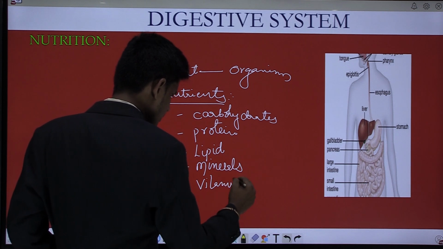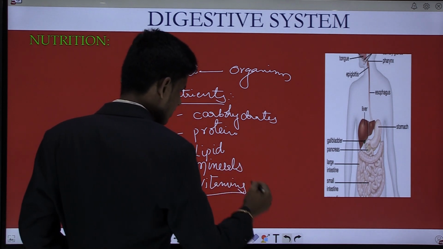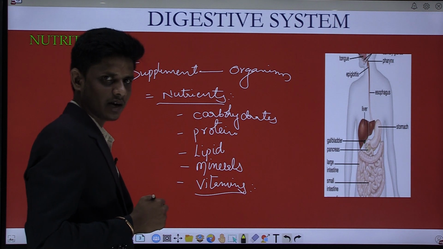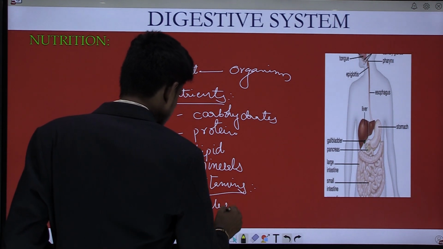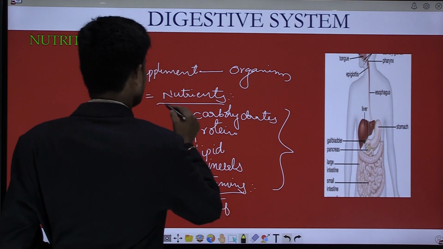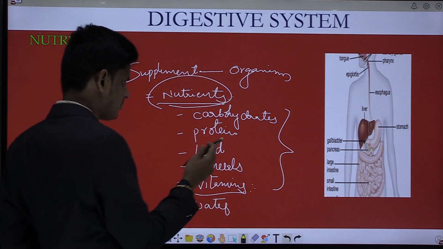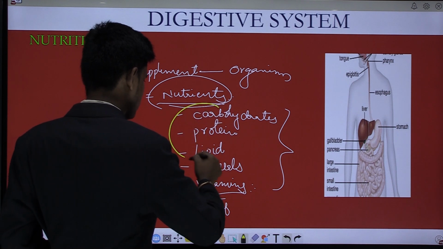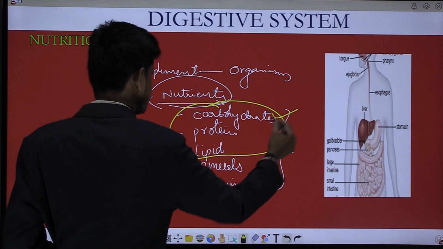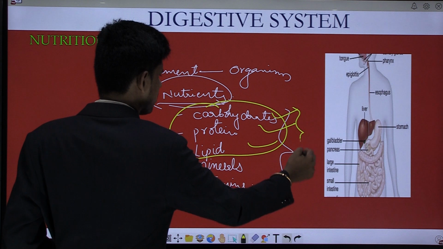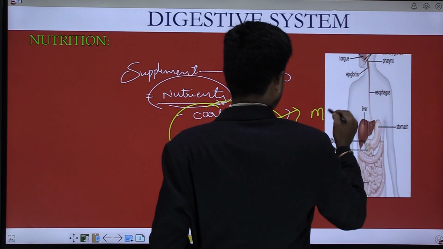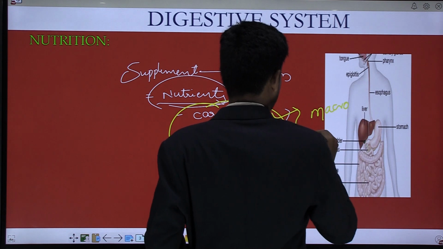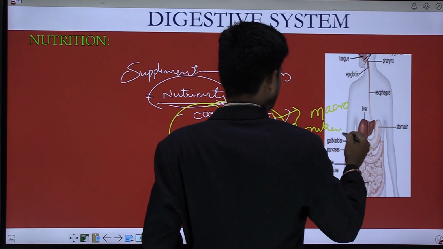Who discovered vitamins? It is Casimir Funk. And the last one is water. These are categorized as nutrients. The first three, the carbohydrates, proteins and lipids, are often called macronutrients. What is that? Macronutrients. And we will have a discussion on the nutrition topic.